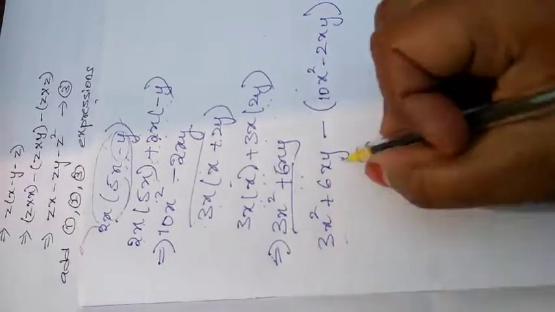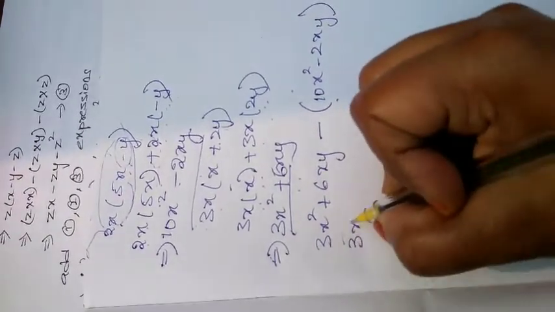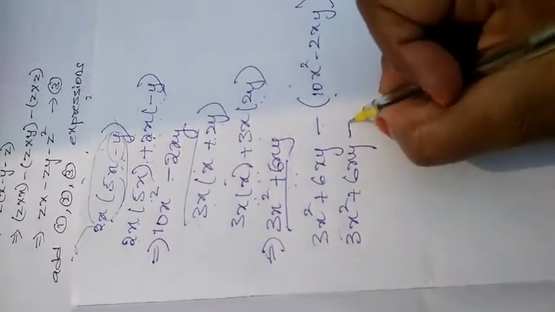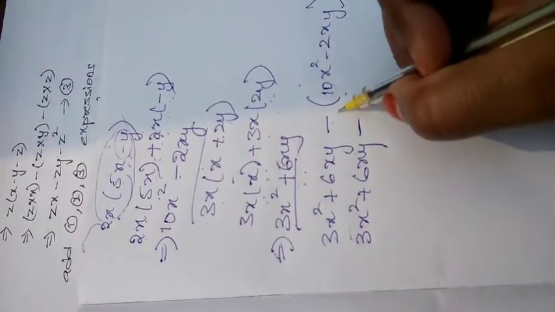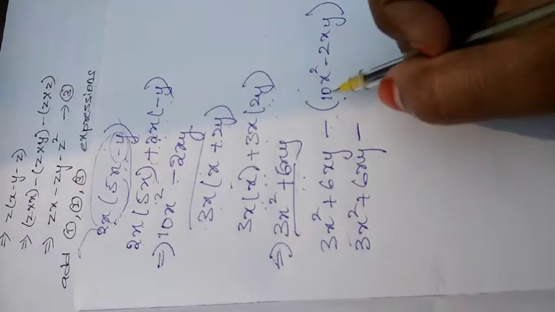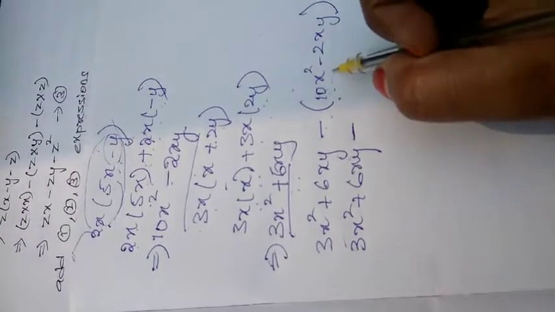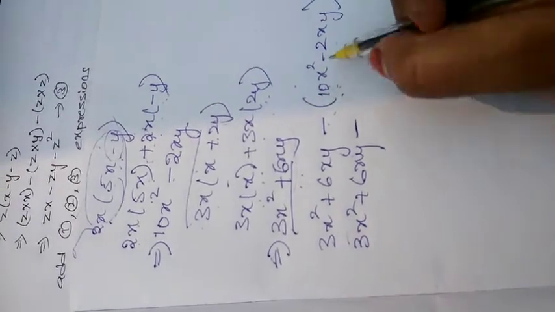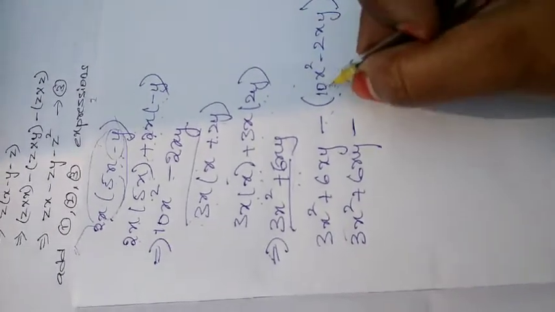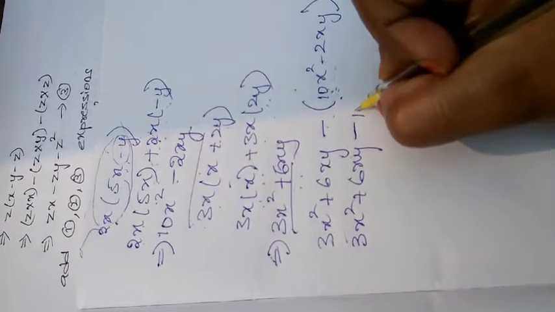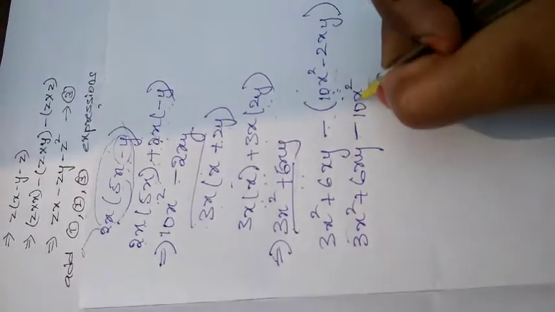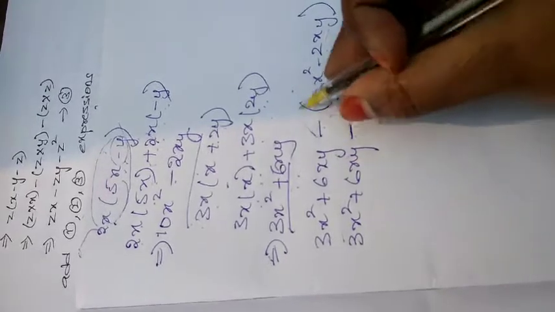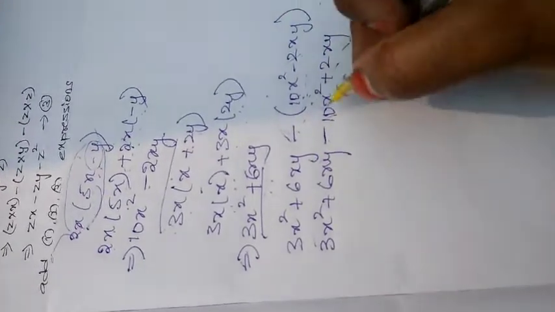Now remove the brackets, so 3x square plus 6xy will be as it is. Now whenever minus is there before the brackets, you should change the symbols inside. So plus 10x square will become minus 10x square, minus 2xy will become plus 2xy, because minus into plus is minus, minus into minus is plus, it will be opposite.